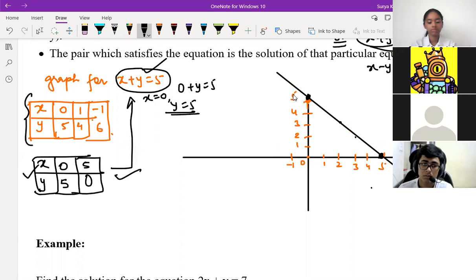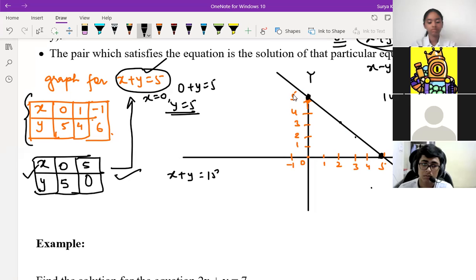Suppose the question is x plus y is equal to 15. Here, don't take this one. Let 1 unit be equal to 5. You take 5 only, 5, 10. In the exam you can take 5. Take 1 unit as 5, but whatever you take on the x-axis, you should take the same way on the y-axis also.